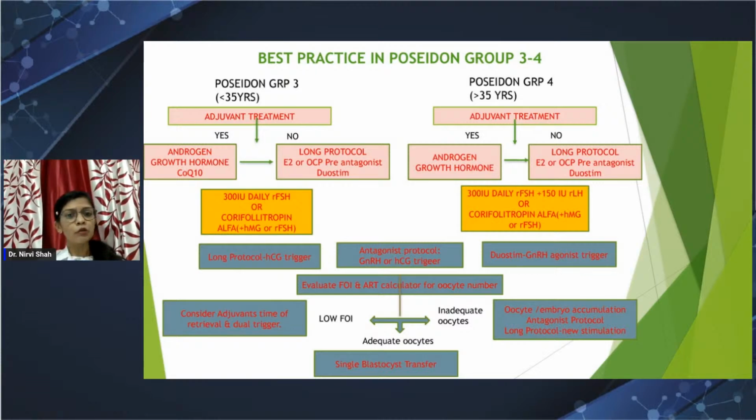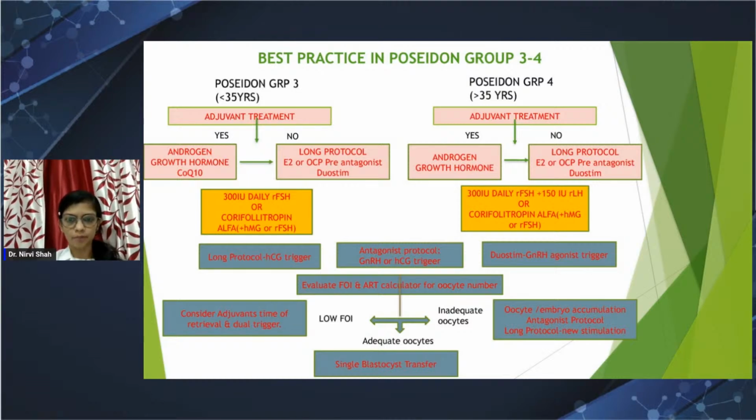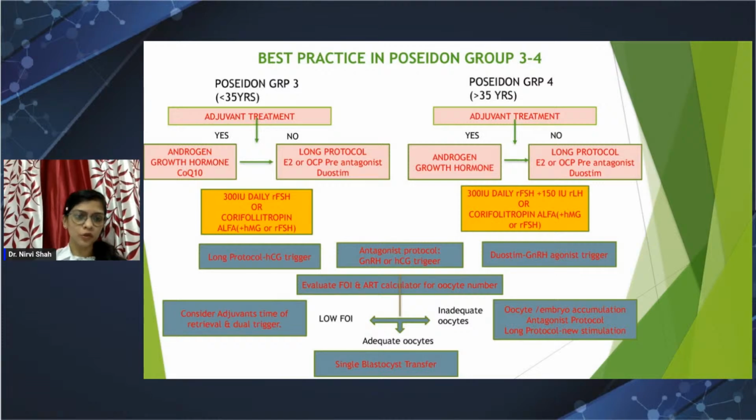We can evaluate the FOI and ART calculator for oocyte number, as I have explained before. If there is an inadequate number of oocytes to form a blastocyst, then we can consider embryo accumulation or embryo banking, meaning we can do subsequent cycles, freeze the embryos, eventually get the total number of embryos, and then do the transfer so that we can get a better rate of blastocyst. Or, if you're not doing a duostim, we can just start a new protocol, again a long protocol. If there are adequate oocytes, obviously we're going to do the blastocyst transfer.